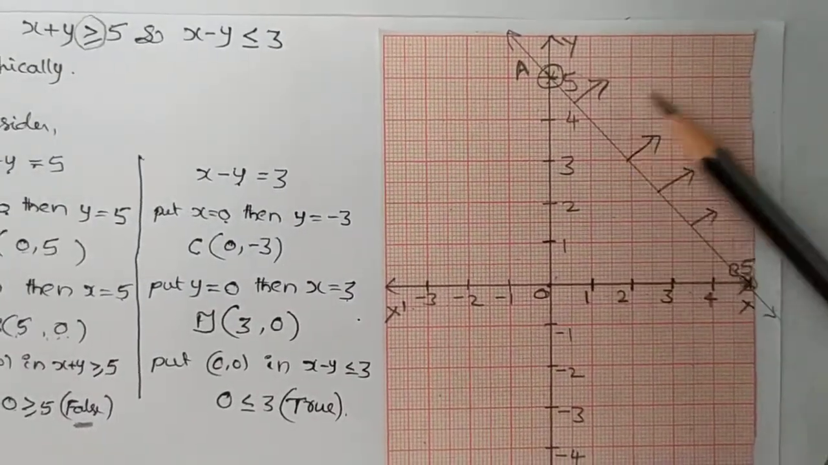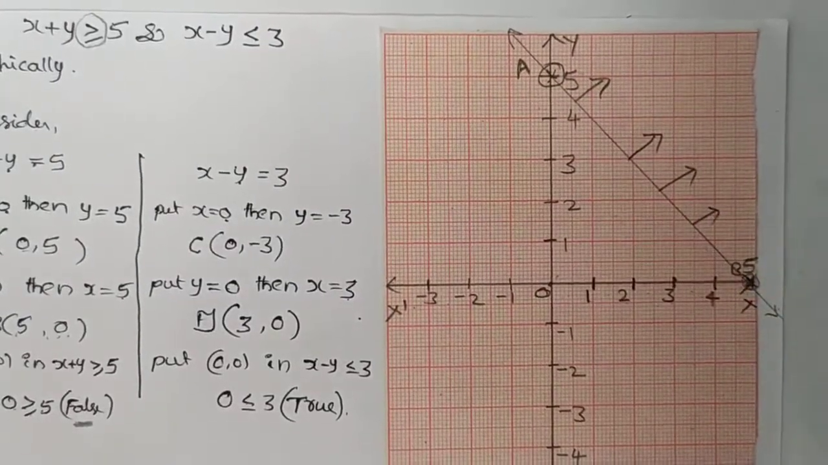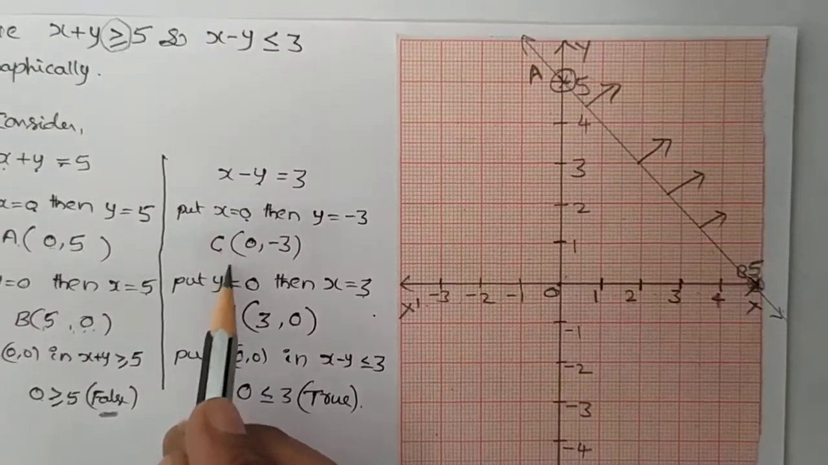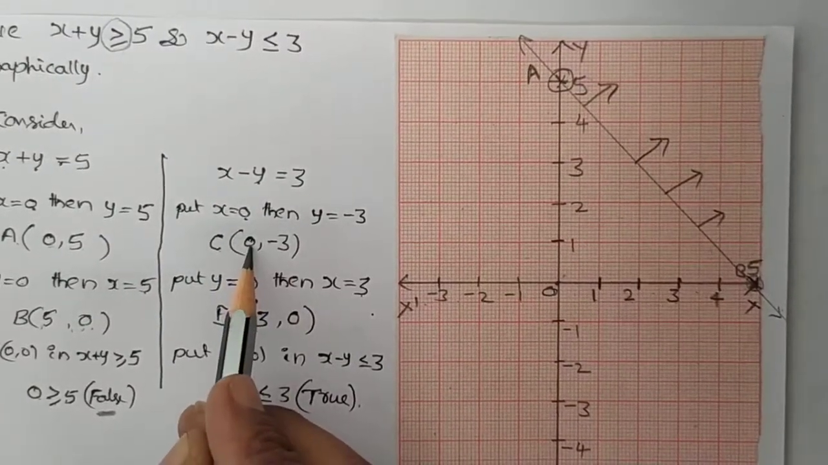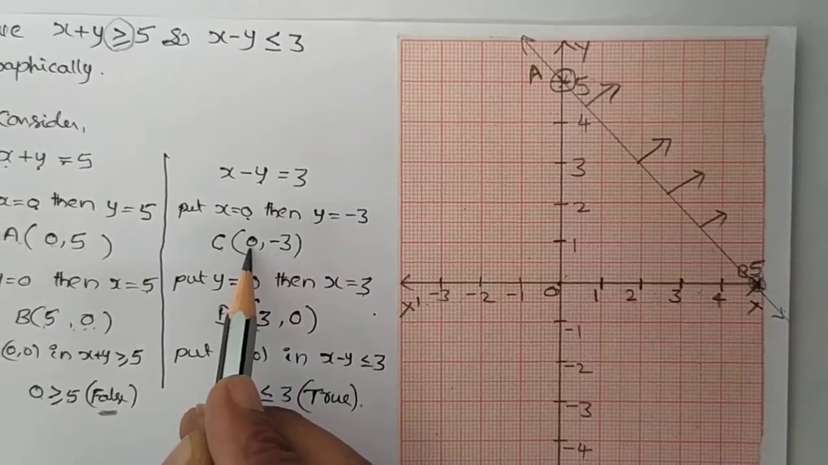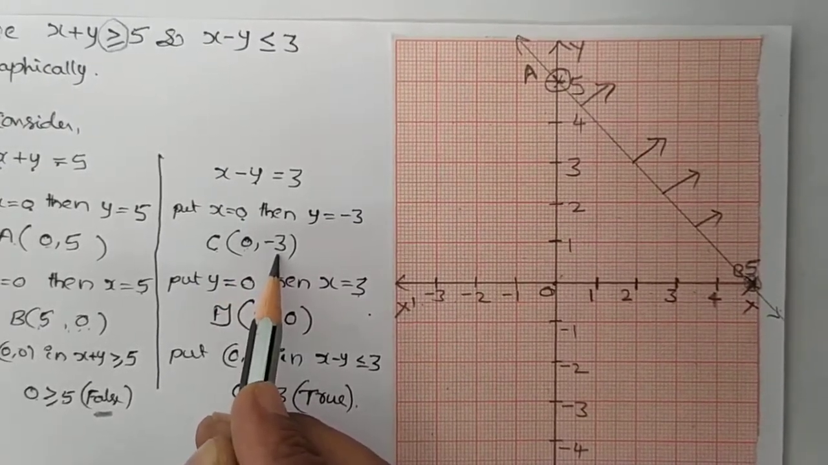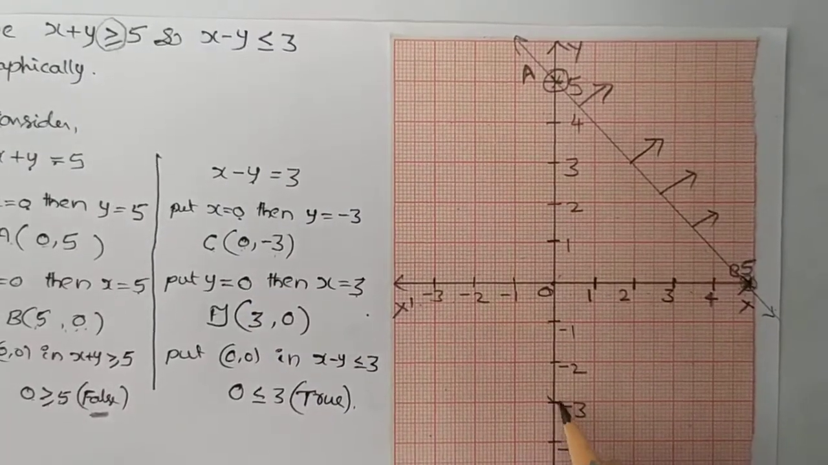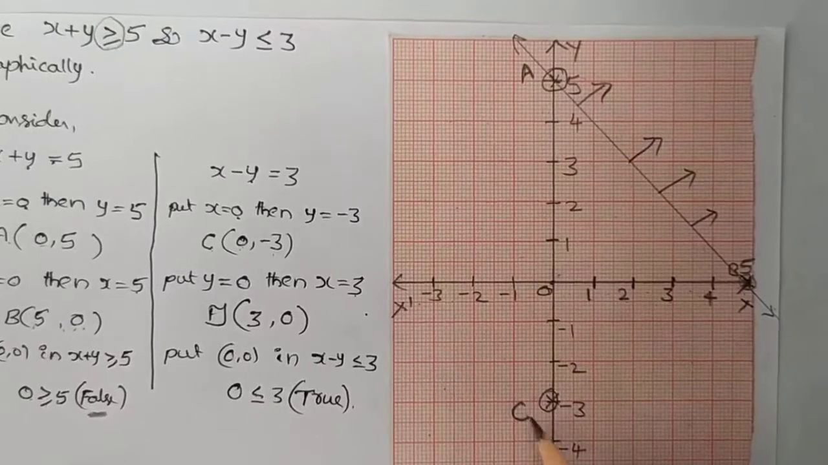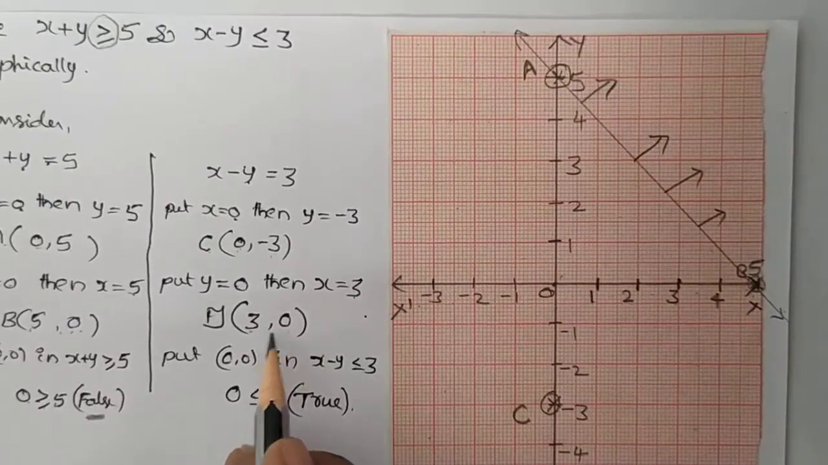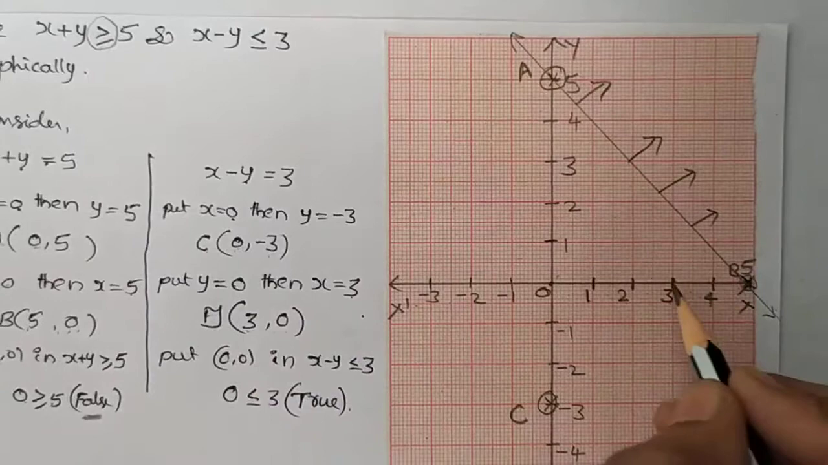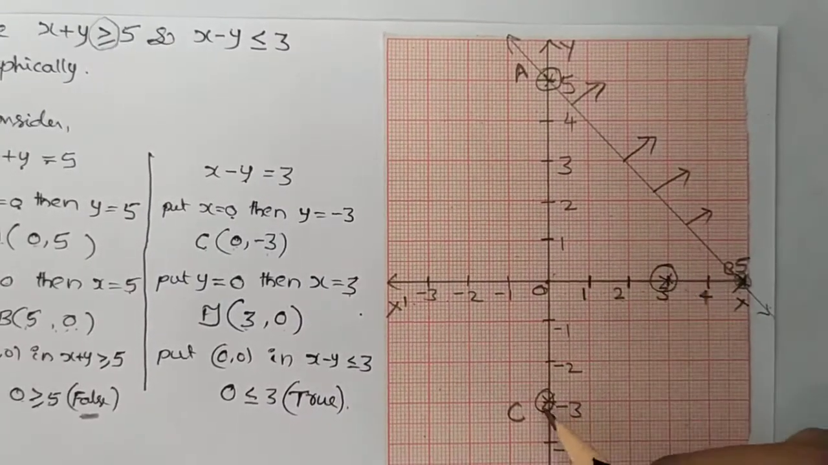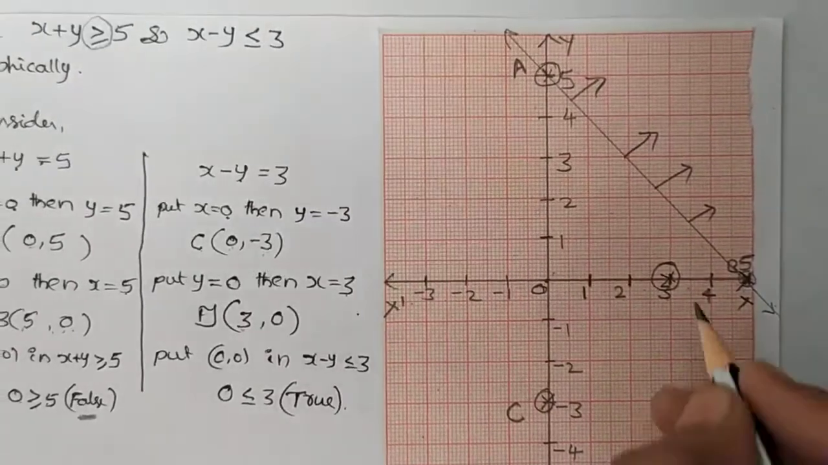Here we have to shade, like this we have to shade. Okay, next let us come to the second inequality. Here the point C is 0 comma minus 3, x 0, y minus 3. So it is the point C. Next, 3 comma 0, x 3, y 0. It is the point D.